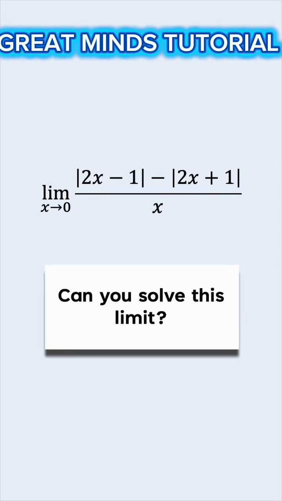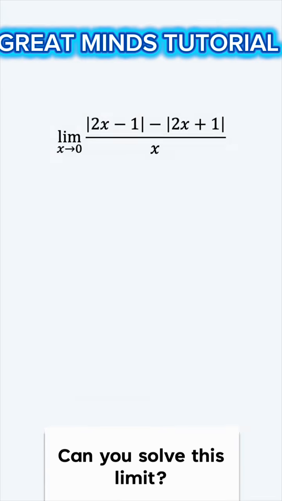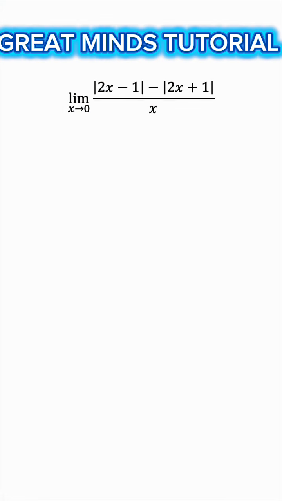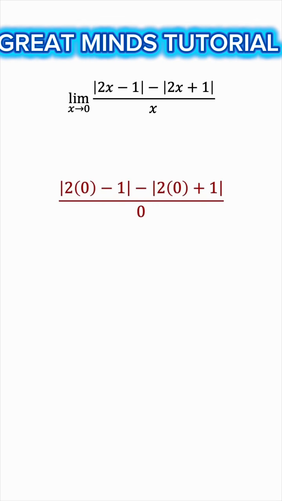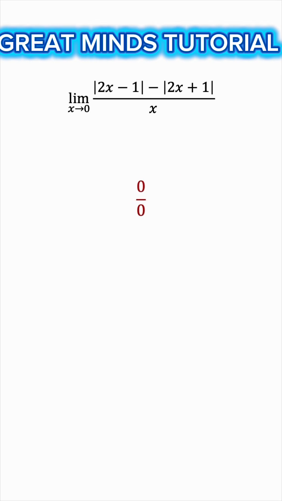Can you solve this limit problem? To understand the lay of the land, let's try substituting x equals 0. This gives us 1 minus 1, which is 0 over 0, an indeterminate form. So, how do we work around this?